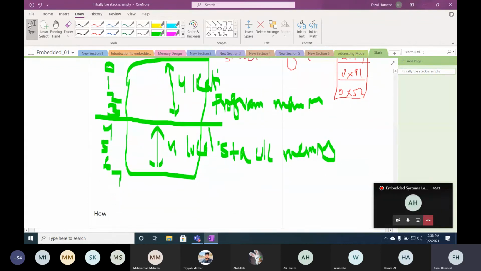How should we initialize a stack pointer? What should we do with the stack pointer in this example? When we want to initialize a stack pointer, tell me.